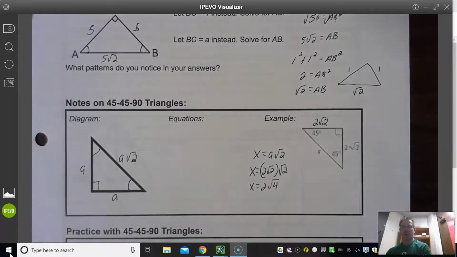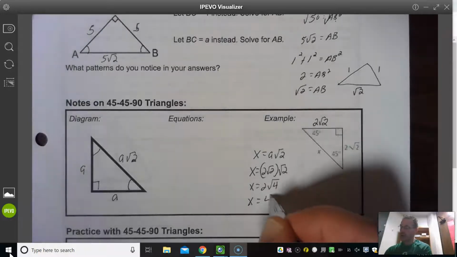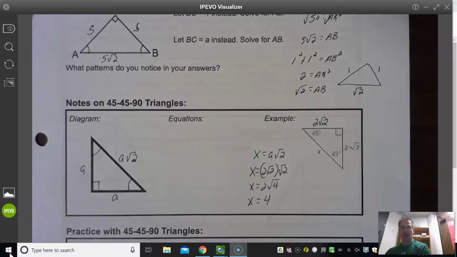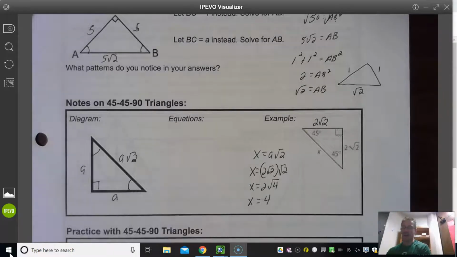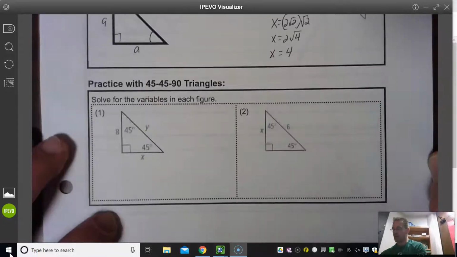And then the square root of 4 is 2. And so that means that hypotenuse has to be 4. All right. So once again, if I know the legs, I just multiply them by root 2 to get to the hypotenuse. Now, let's skip down to problem 2 here, and let's go in reverse.